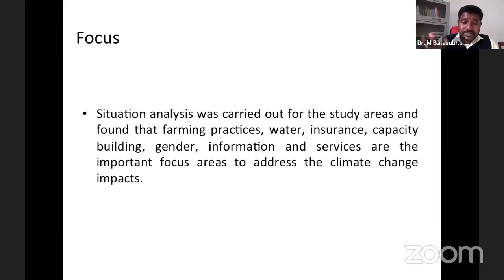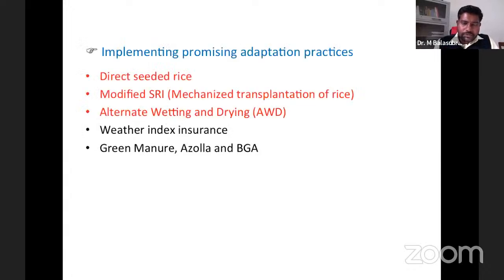To address this, the overall objective of this climate change work is nothing but the use of less water. Less water, that is our focus. So what are the adaptation practices? Water saving irrigation practices. One method is direct seeded rice, the DSR method, and the modified SRI method of cultivation, that is mechanized transplantation of rice, which is nothing but the modified System of Rice Intensification.